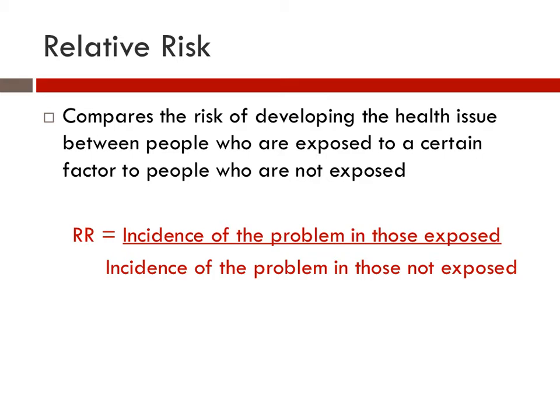Another term I want you to look at is relative risk. In Module 3.1, I introduced you to a lot of epidemiological terms, and I said that you'll learn more about that when you take epidemiology, if you haven't already done so. Another term, however, I want to tell you about is relative risk, RR. Relative risk compares the risk of developing the health issue between people who are exposed to a certain factor to those who are not exposed. So again, it's defined as the incidence or new cases of the problem in those exposed divided by the incidence of the problem in those not exposed. So that's relative risk.